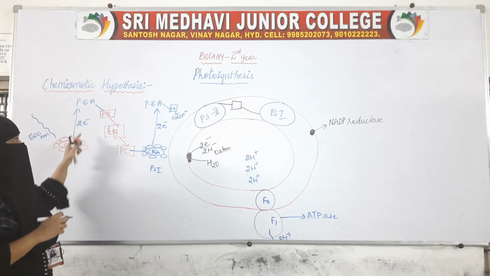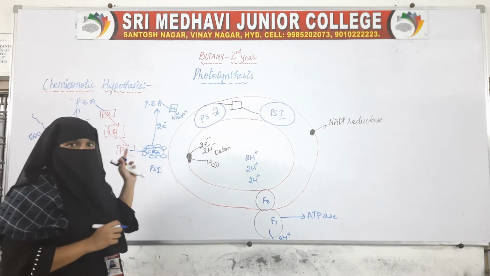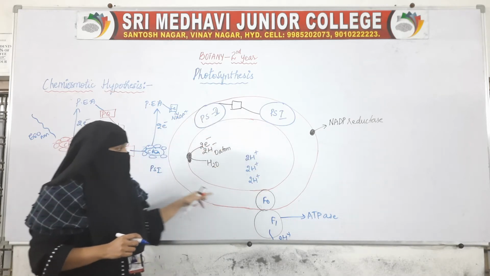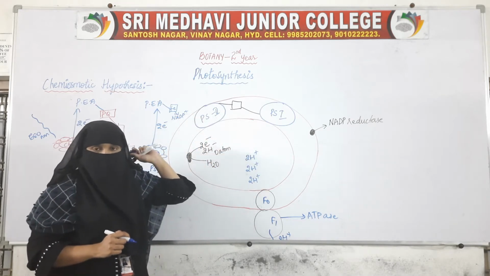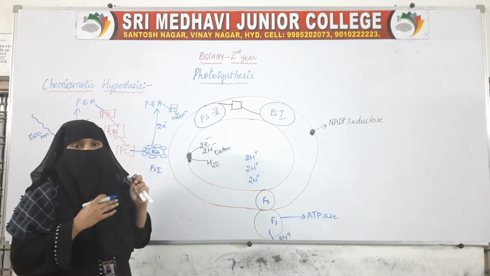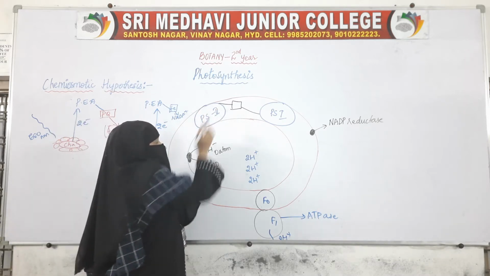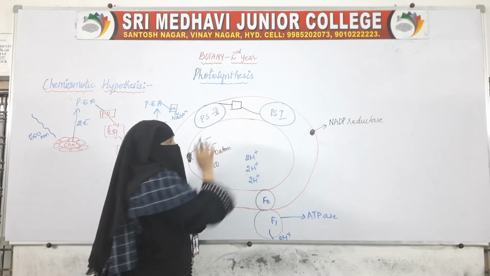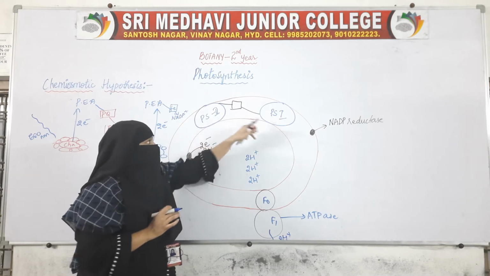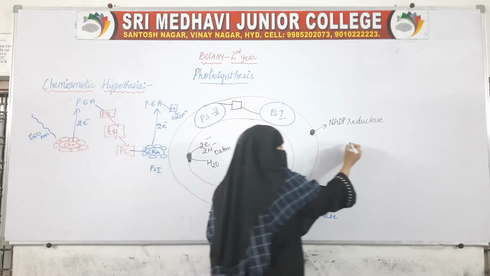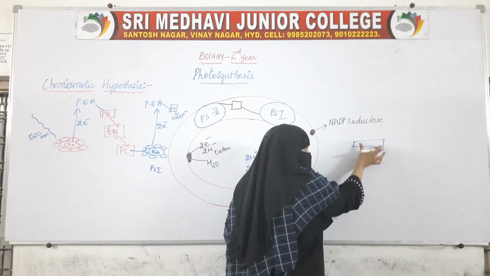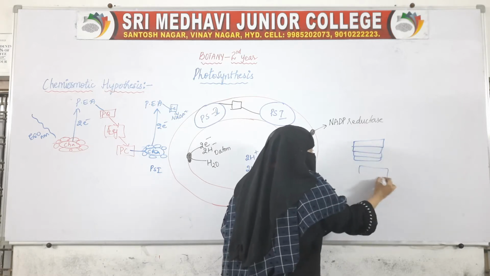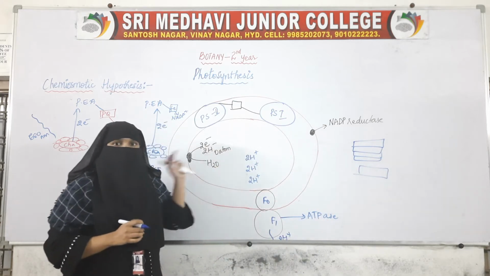Now when the electron was passing, here you just see this one. This is the thylakoid membrane. This is the stack of thylakoid membrane. Now here on this thylakoid membrane we have photosystem 2 as well as photosystem 1. If we see the stack of thylakoid, this is one. Like this many stacks are present. So this is one stack of thylakoid membrane.